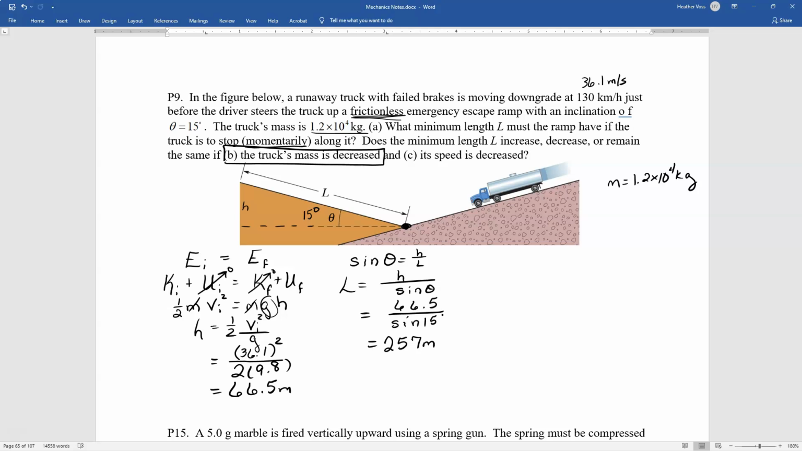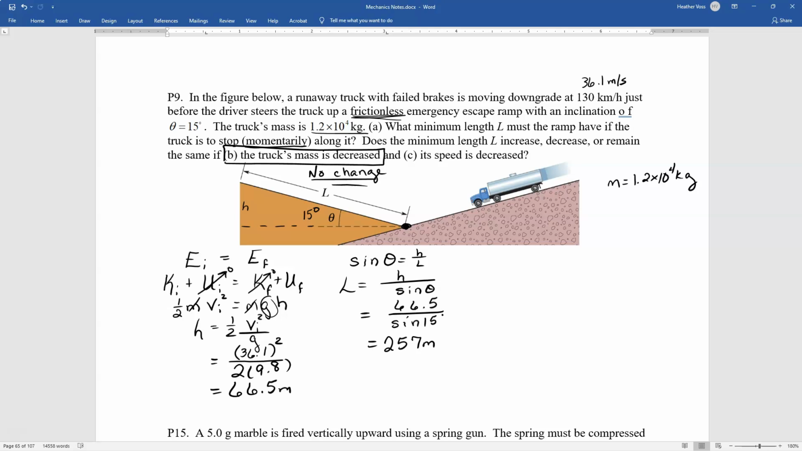So what happens now if we decrease the truck mass? There is no change. We canceled it out. Does not depend on the mass. It depends only on the speed.